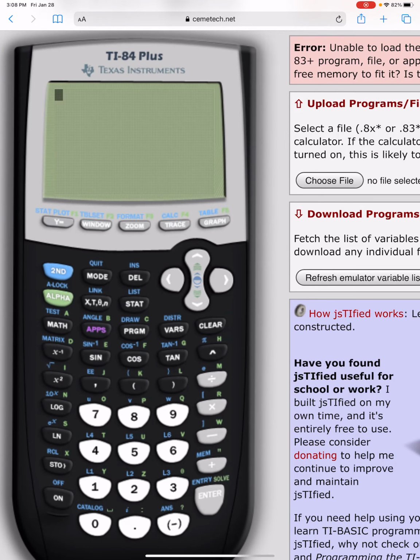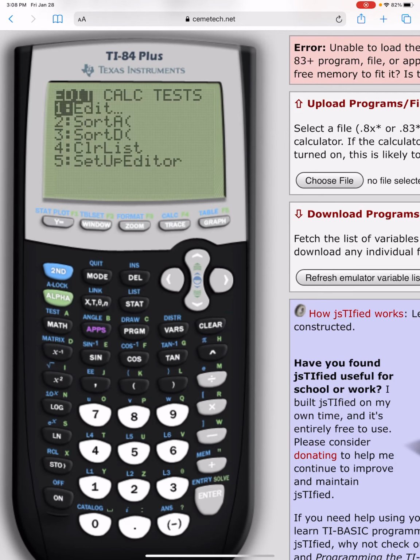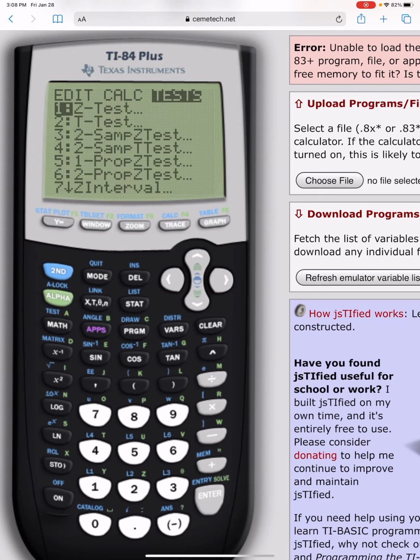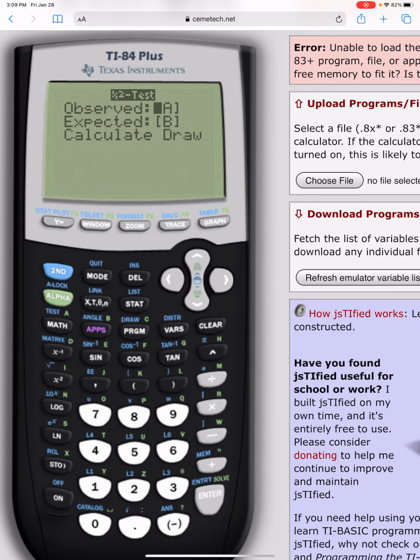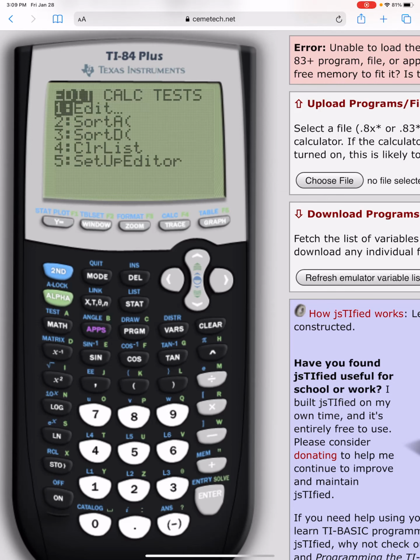Now, doing the hypothesis test, hit the STAT button, go over to TESTS, and scroll down. Previously we had the chi-square GOF test. The type of test we're doing now, tests for independence, is the one that says just chi-squared test here. And you'll notice it asks for the observed and expected like we did before.